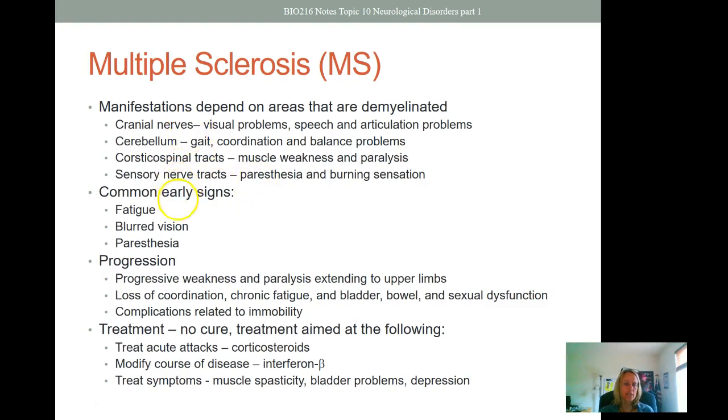Some common early signs are fatigue, blurred vision, and the paresthesias. Progression over time results in progressive weakness and paralysis, extending to the upper limbs, loss of coordination, chronic fatigue, bladder, bowel, and sexual dysfunction, and complications related to immobility. There is no cure, but treatment is aimed at treating the acute attack with steroids, modifying the course of disease with interferon, and treating symptoms.